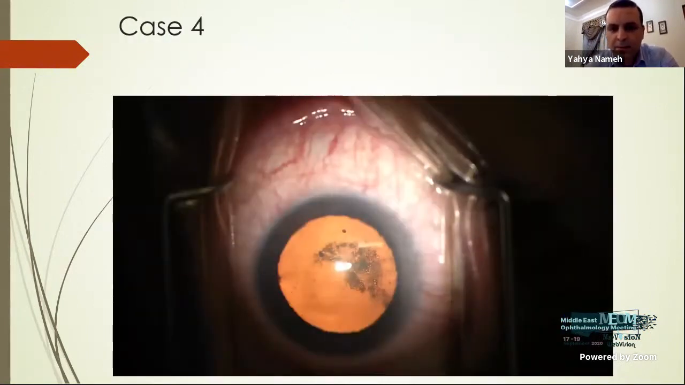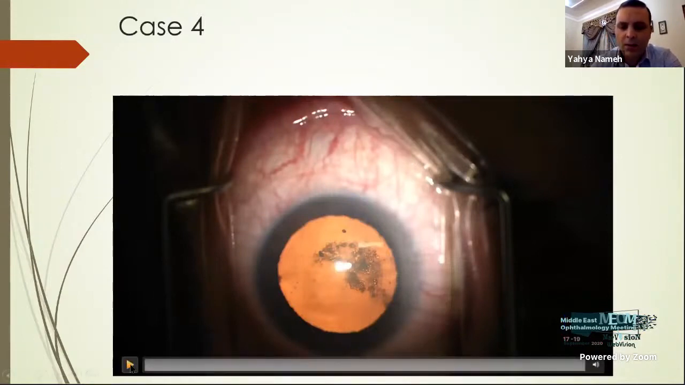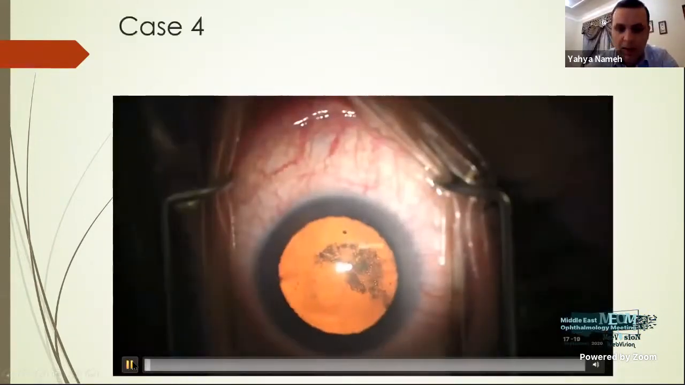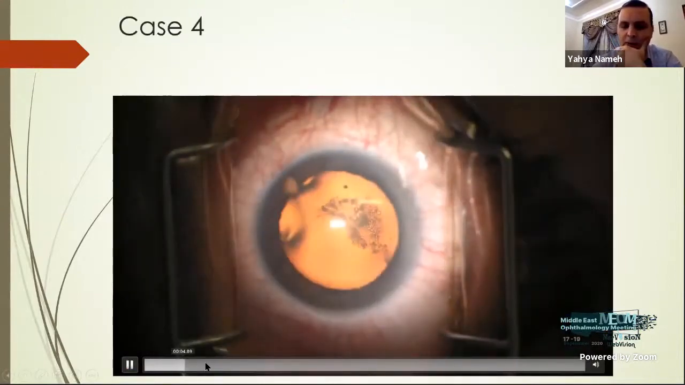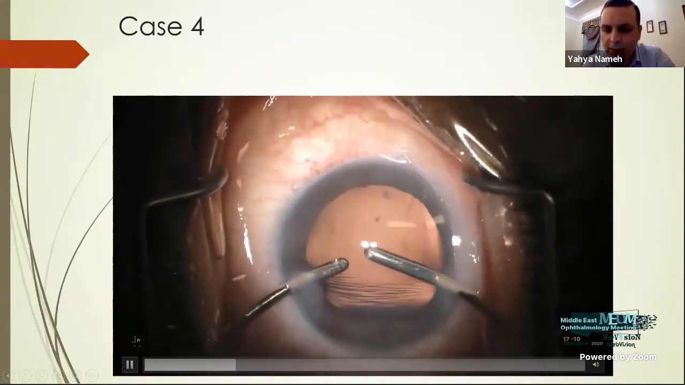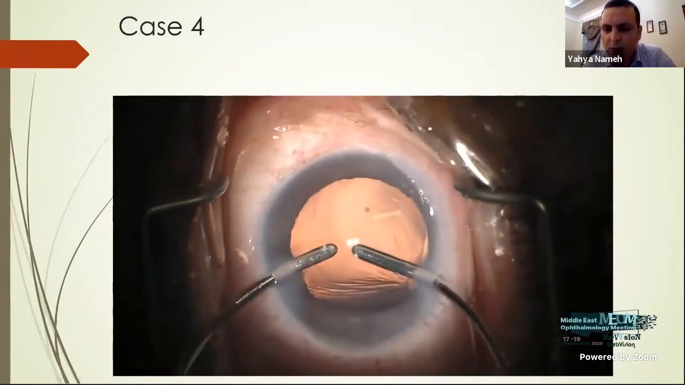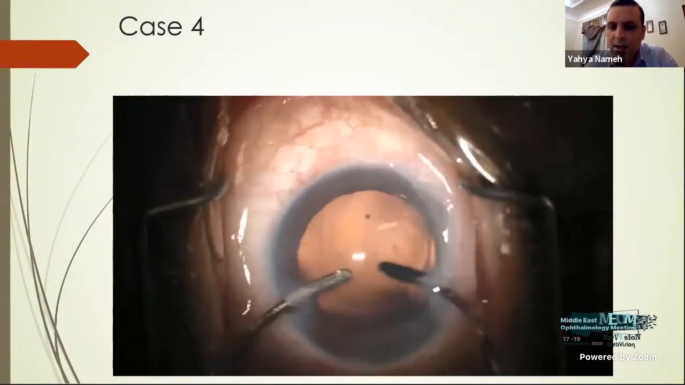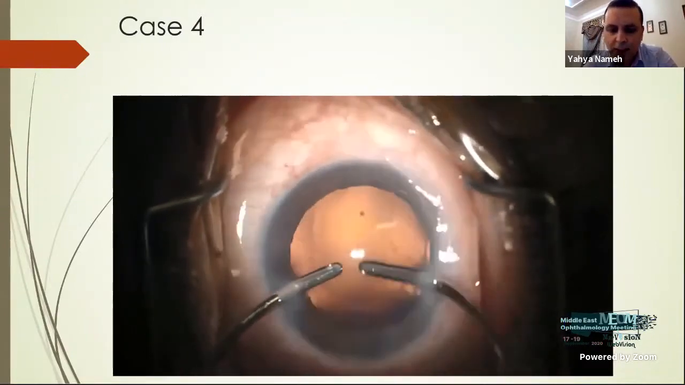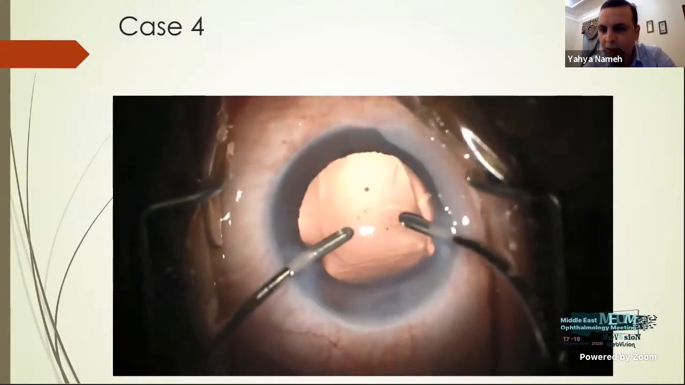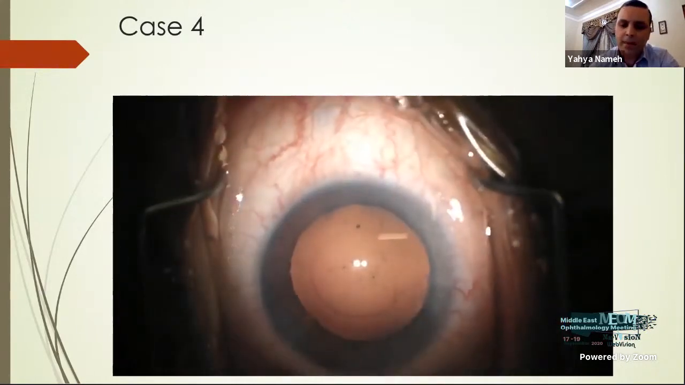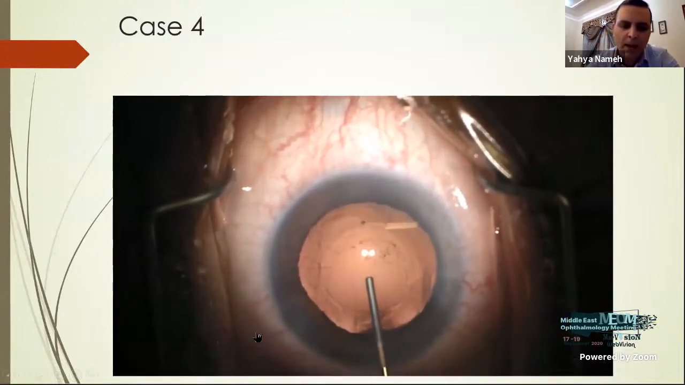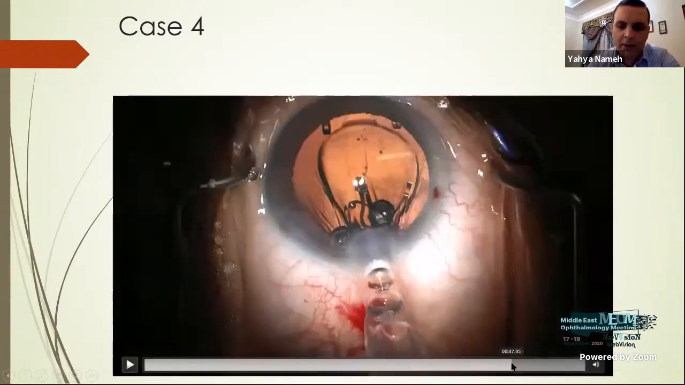The next case is a patient with posterior subcapsular cataract. Please go a little quickly, because we don't have time. Yes, just one minute. During the surgery, there was some opacification of the posterior capsule of the capsular bag. I tried to polish the posterior capsule, but I couldn't remove this opacification. So I left it and implanted the trifocal lens. Surgery was uneventful. You see this opacification that I couldn't remove with polishing of the posterior capsule. Finally, the trifocal was implanted.